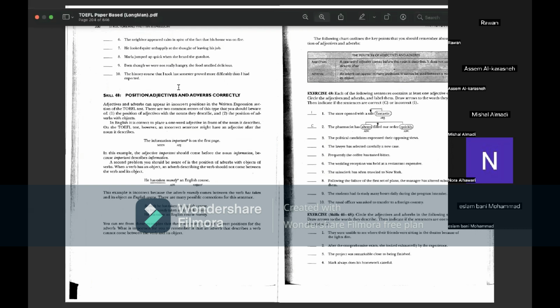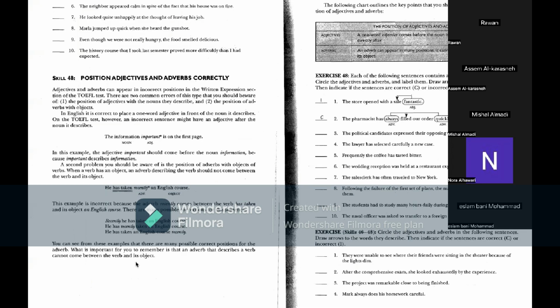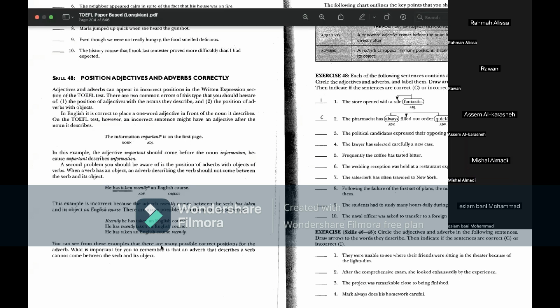Position adjectives and adverbs correctly. We also talked about where you can place the adjective and where you can place the adverb, like position, where you can put them, all right? Look at these examples, all right?